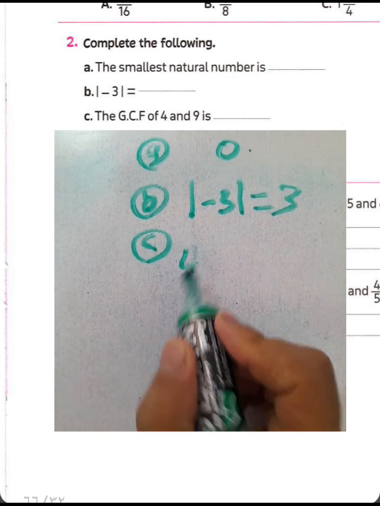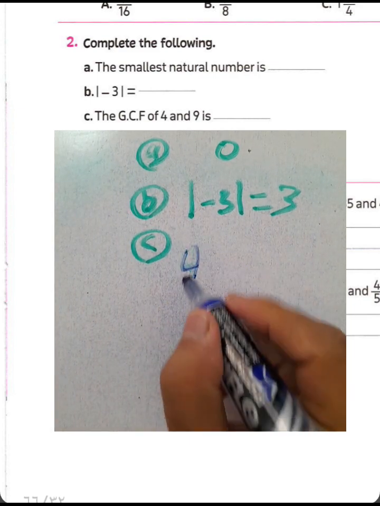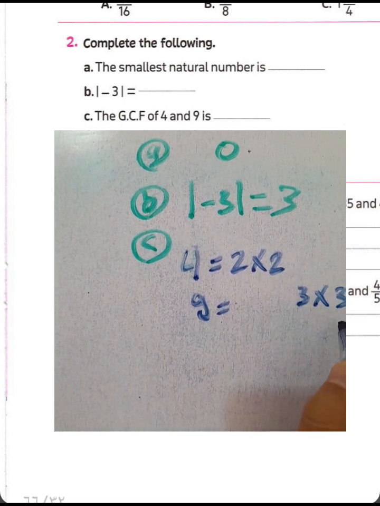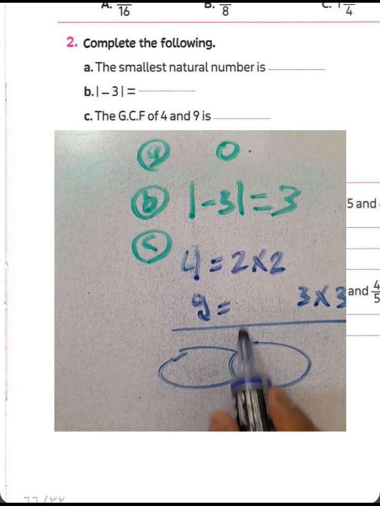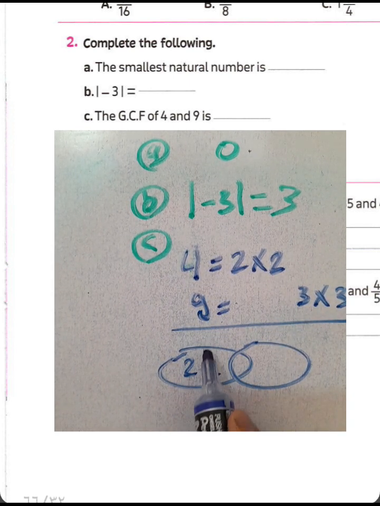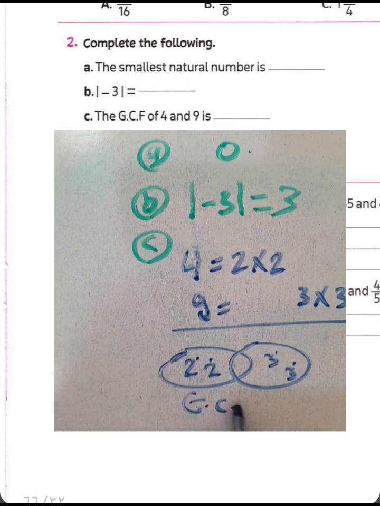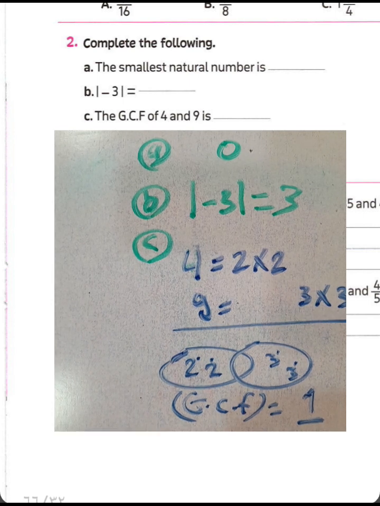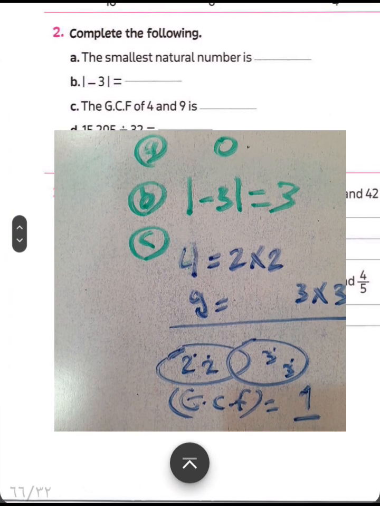Who can tell me the steps? We can solve this example by using the steps. 4 equals 2 times 2 and 9 equals 3 times 3. And then if we draw the Venn diagram between the two numbers, 4 equals 2 times 2 and 9 equals 3 multiplied by 3, there are no similar numbers, so the intersection is empty. Then the greatest common factor between the two numbers will be 1. Question letter D.